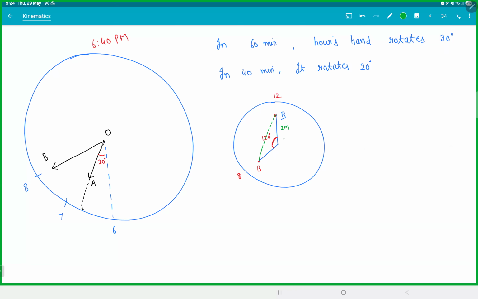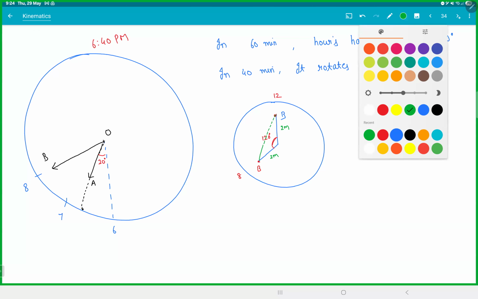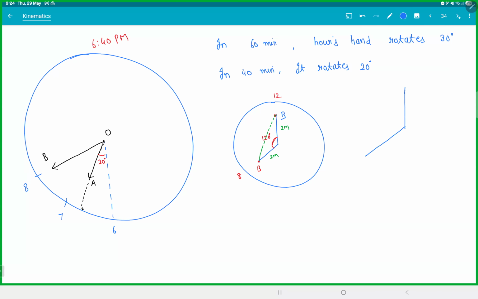This is 2 meter. This is 2 meter. It is an isosceles triangle. So I can use sine rule. So the triangle would look like this. This is 30. This is 30. This is 120. This is 2 meter. This is 2 meter. Let's take this as x. Sine rule. x by sine 120 is equal to 2 by sine 30. Or you can just drop a perpendicular bisector and do all that stuff. That also works. So we get x is equal to 2 root 3 meters, since sine 120 is root 3 by 2 and sine 30 is half. That's your displacement. This is for B.